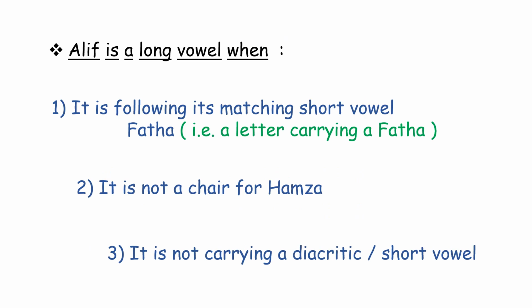We also discussed the three conditions that alif should meet in order to act as a long vowel. These conditions are: number 1, alif should be following its matching short vowel fathah. Number 2, alif should not be a chair for hamza. And number 3, alif should not carry a diacritic. That's it. For more details, please go back to the previous lesson. The link is on the screen.